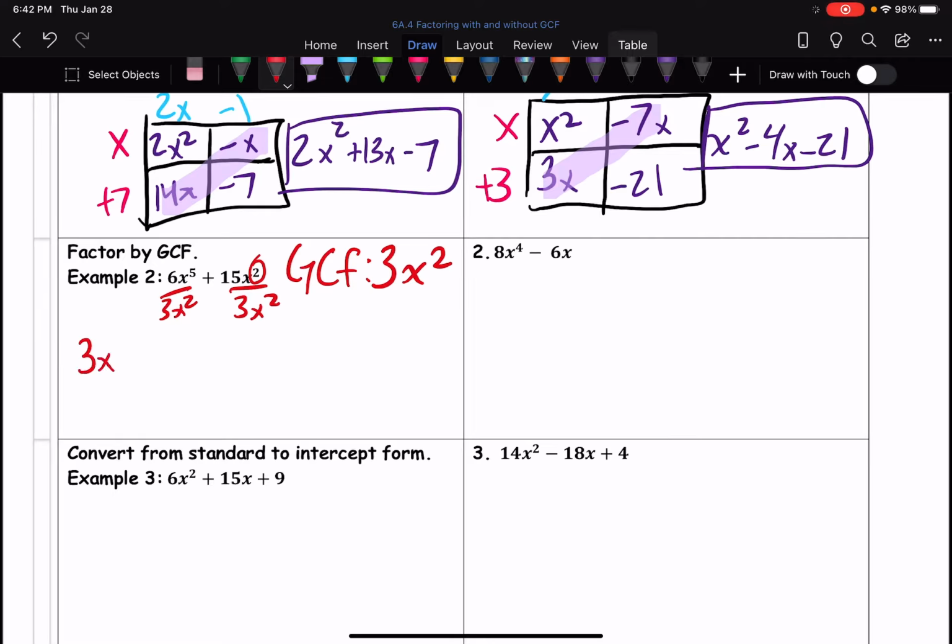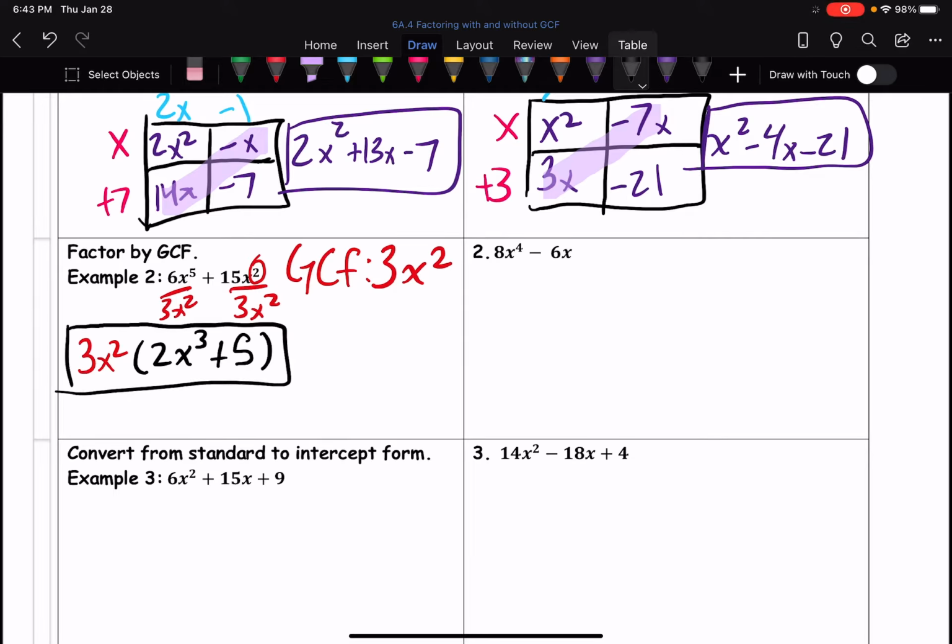So I'm going to have 3x squared multiplied by, well, we got 6 divided by 3, which is 2. X to the 5th divided by x squared, so I started with 5, take away 2. I'm going to be left with x to the 3rd power. 15 divided by 3 is 5. And then x squared divided by x squared is going to be 1. And anything multiplied by 1 is itself. So for example 2, our factored form is 3x squared multiplied by 2x cubed plus 5.